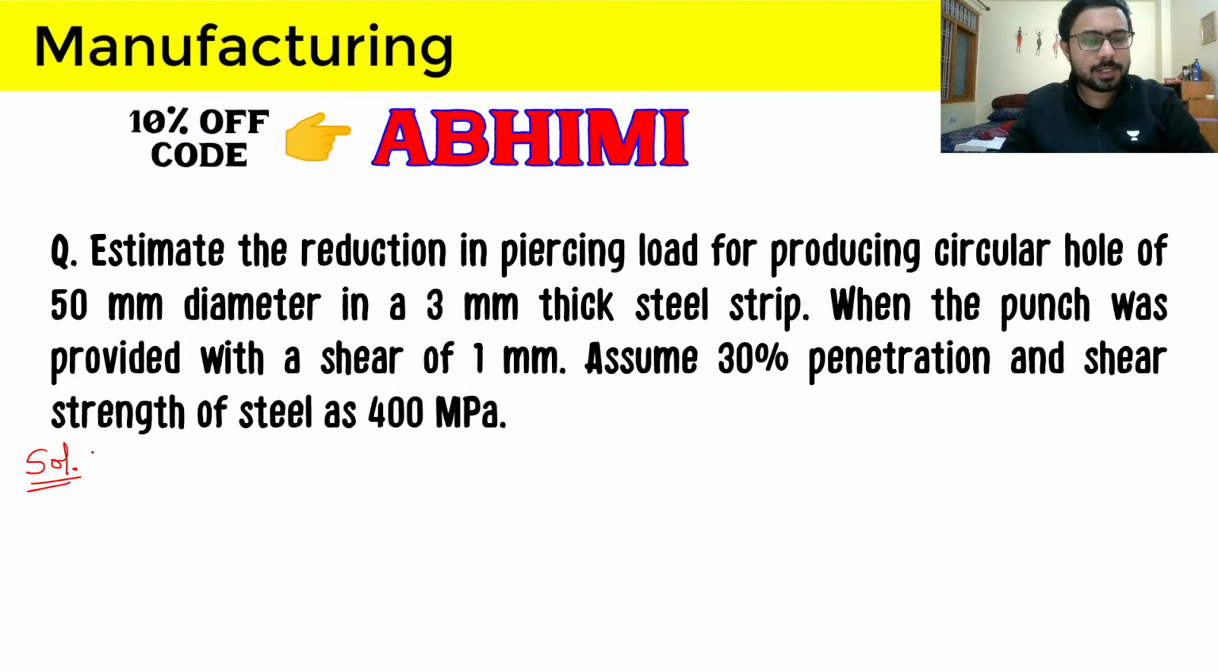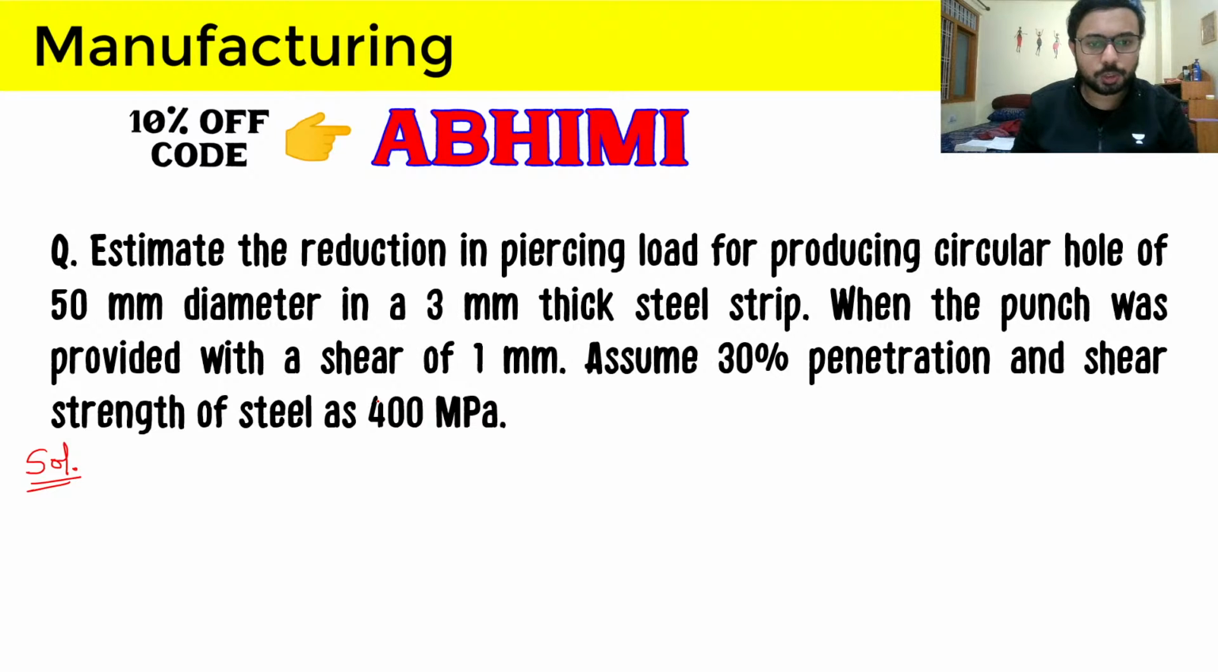So what is the question asking us? Let's see. It is asking: estimate the reduction in piercing load for producing a circular hole of 50 diameter in a 3 thick steel strip when the punch was provided with a shear of 1. Assume 30% penetration and strength of steel as 400 megapascals. So first of all, we have to find the reduction in piercing load. And why is there a reduction in piercing load? Because we are providing the punch with a shear of 1.